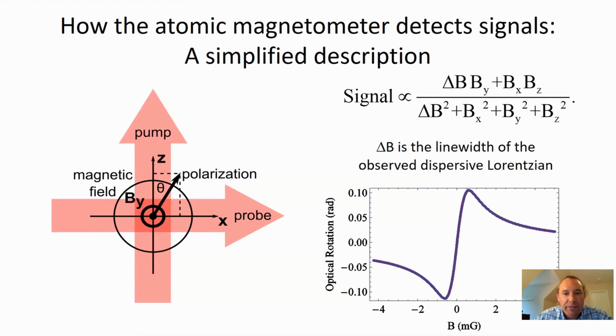Which is the line width of this thing? So delta B. You can, for example, change the mixture of gases inside of your rubidium vapor cell. You can increase or decrease the density of the rubidium vapor, and you can change the temperature of your rubidium cell. All of those things will influence the line width of this Lorentzian that is detected.